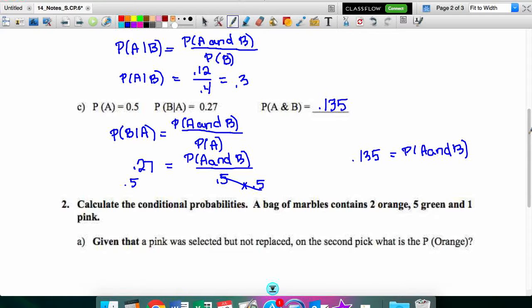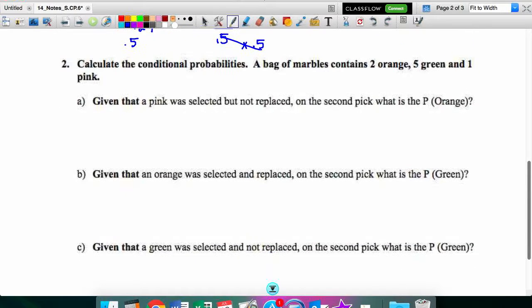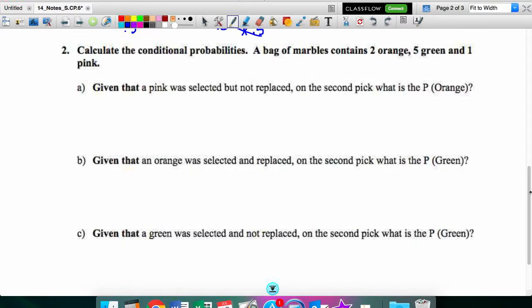Let's move on to a bag of marbles. When I calculate the conditional probability of a bag of marbles, I'm going to actually steer away from the formula. While the calculations can be done with the formula, I feel that they're more confusing than they're worth. So let's take a look at example 2. We have a bag of marbles containing 2 orange, 5 green, and 1 pink marble. So that means that we have a total of 8 marbles. Part A wants us to find the probability. Given that a pink was selected but not replaced, what is the probability that the second will be orange?